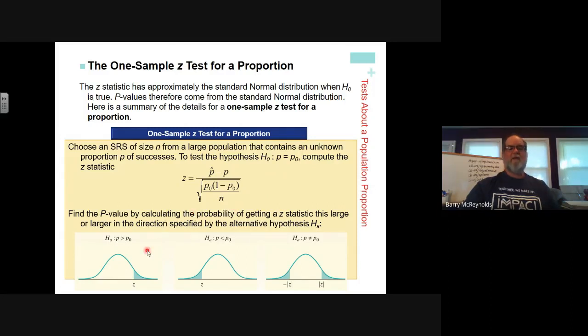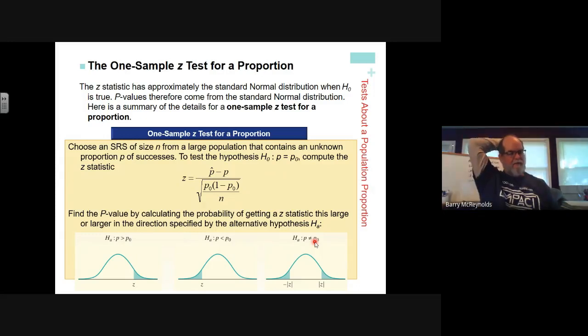And then remember, we can do three types of tests. We can do a right tail test where the alternative is p is greater than p naught. The left tail test where the alternative is p is less than p naught. And then the two-tailed test is p not equal to p naught.